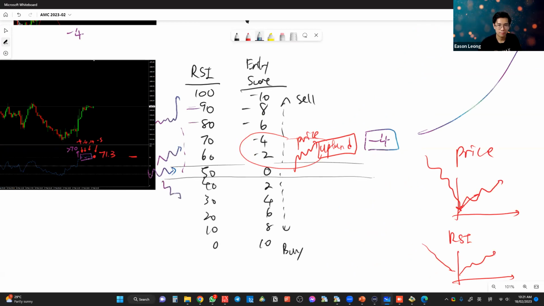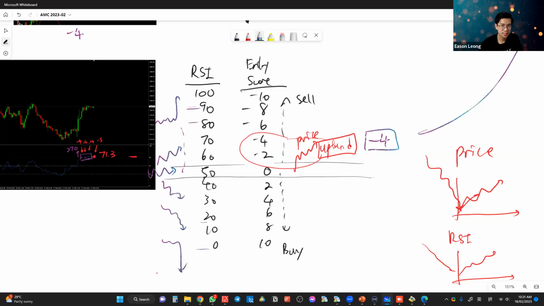If bottom side, 40-30-20, it is like a downtrend. But if it goes to 0, it's like this. The higher it goes, the more aggressive it is. The lower it goes, the more aggressive it comes down.